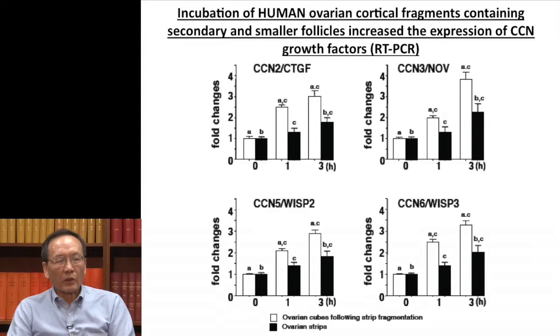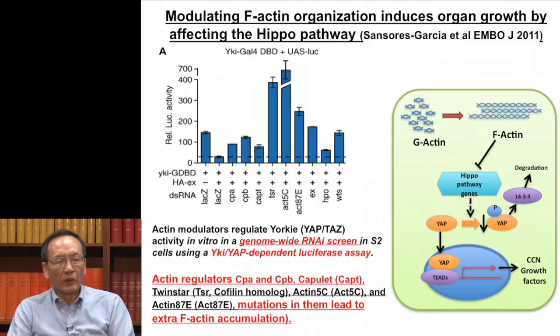That is, as you remember, we have frozen the ovary in cortical fragments from the patient, and then we cut them into small pieces before grafting. So we did a similar experiment followed by RT-PCR analysis of all 4 factors. And you can see the open bars are the ones with further cutting, and the black ones are the ones without cutting. So all 4 growth factors go up in the human system.